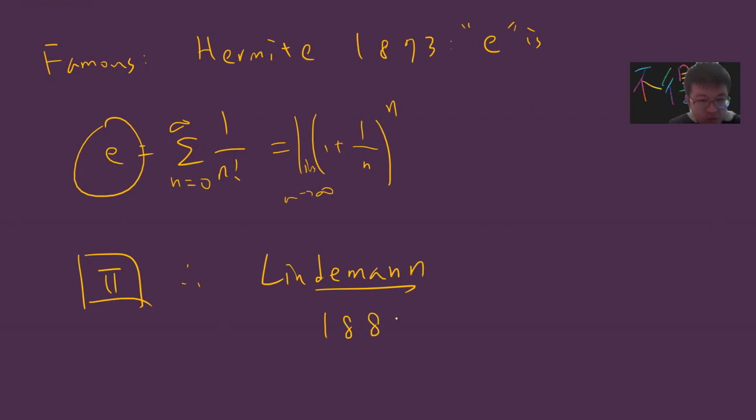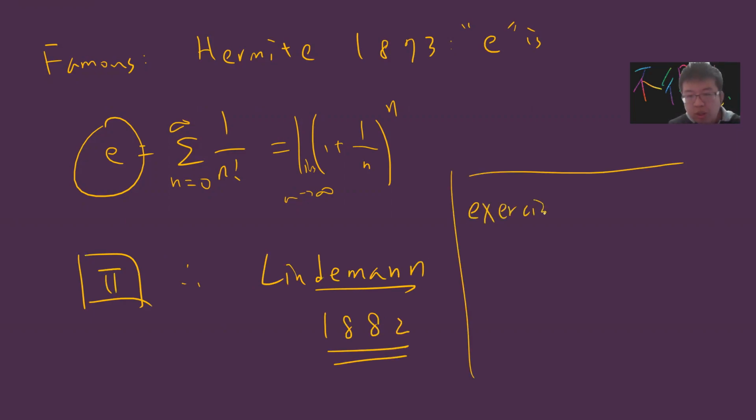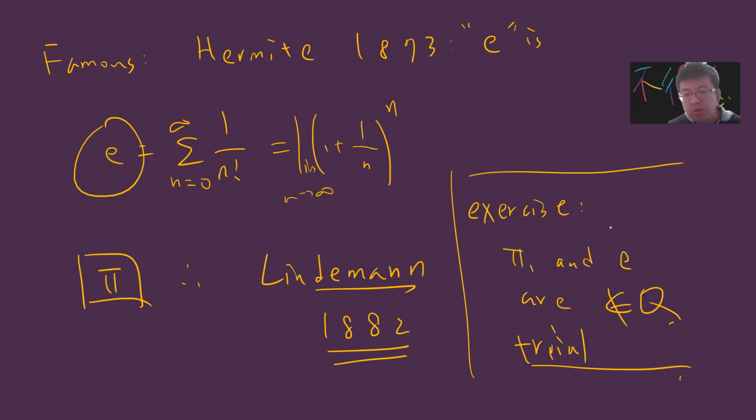A very simple exercise, which I already proved in my other videos, is that you can easily prove pi and e are irrational, so basically they do not belong to the rationals. These are trivial exercises. I have a video about proving pi and e are irrational, and I will post a link below if you want to see it. Proving e and pi are irrational is a very easy step.